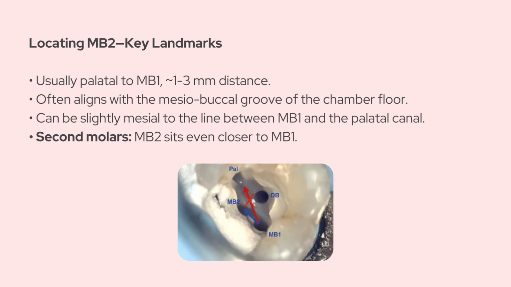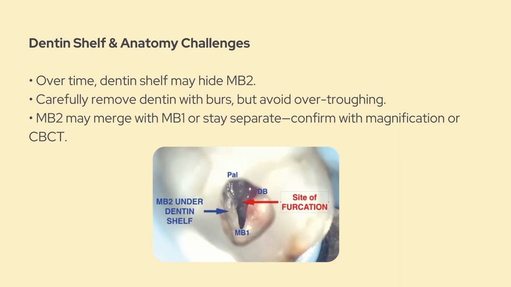MB2 is generally palatal to MB1, but it doesn't necessarily line up with the palatal canal. In first molars, MB2 usually sits about 1 to 3 millimeters palatal to MB1. In addition to that, MB2 often lies in line with the mesiobuccal groove of the chamber floor, which can help you locate it. Also, it sometimes sits slightly mesial to an imaginary line drawn between MB1 and the palatal canal. So, using that as a guide can help orient you during exploration. In second molars, it tends to be even closer to MB1 than in first molars.